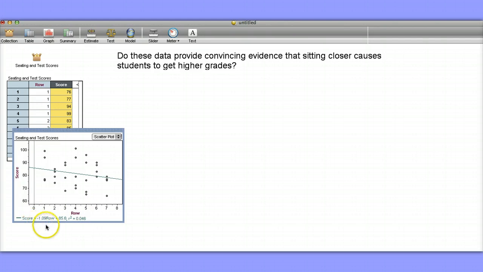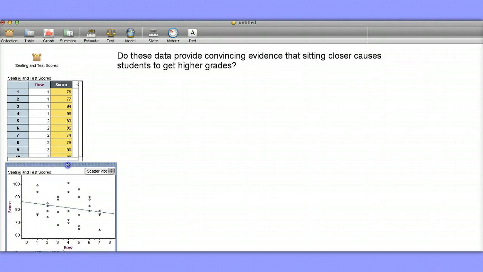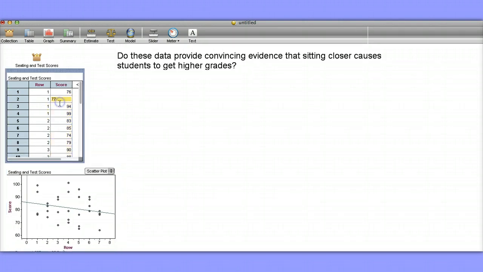This slope of about -1 would indicate that your score would go down by 1 point for each row you sit further towards the back of the room. But the question is, would we be likely to get these results by chance alone? In other words, if there's no relationship, these students would have gotten these scores no matter where they sat. So let's redo this data set and scramble the scores.